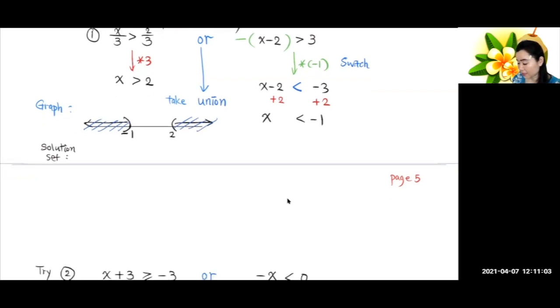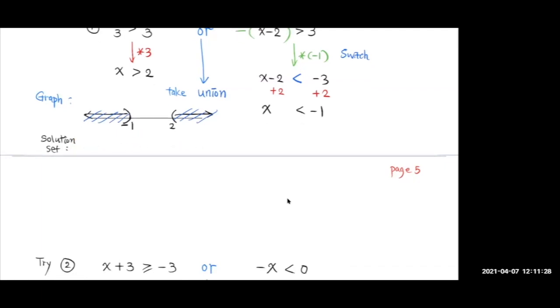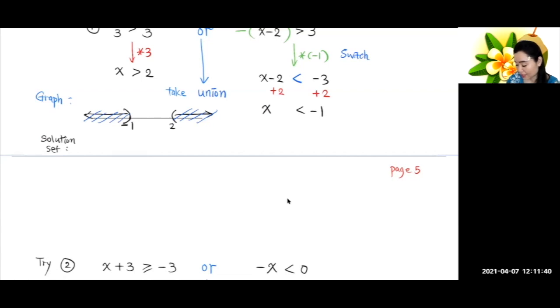Now, how do you write the solution set in interval notation? What should I write over here? Parenthesis, negative infinity comma -1, union, parenthesis 2 comma infinity, parenthesis. Good job. So this part here is parenthesis, negative infinity, comma, -1, parenthesis. This part here is parenthesis 2, infinity, and you union them together. Okay, good job.